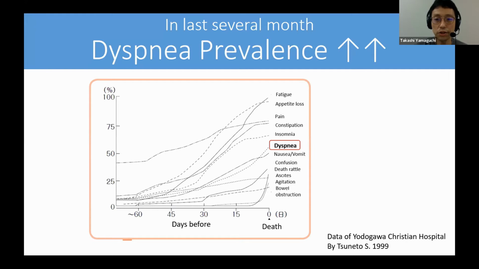This figure shows the prevalence trajectory of each symptom in the last months of cancer patients. This is data from Yodogawa Christian Hospital, presented by Professor Tsuneto. As you can see, dyspnea prevalence increases during the very, very last few weeks of life, especially within the last 2 weeks of life.